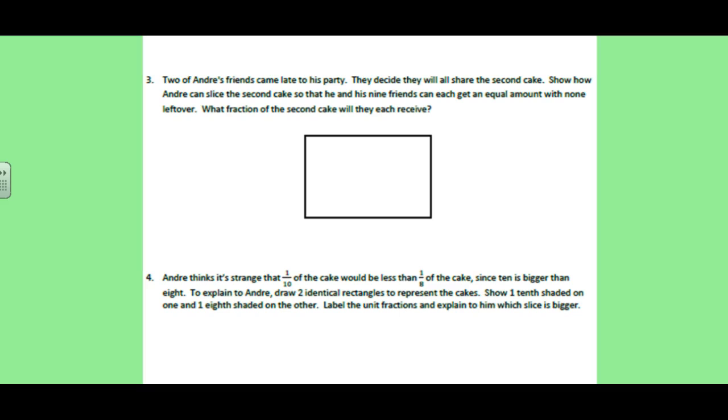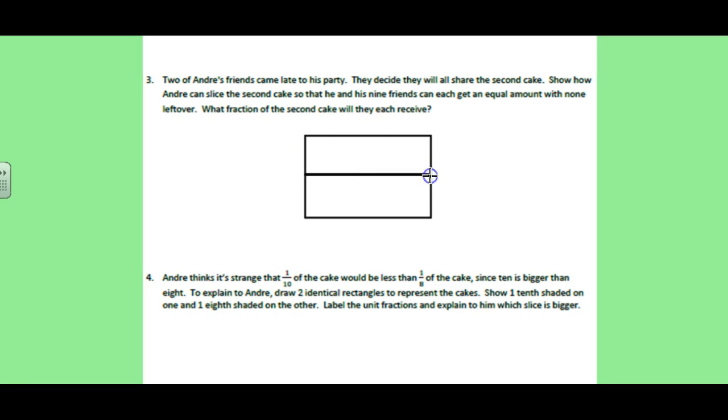Okay, number 3 says 2 of Andre's friends came late to his party. They decide they will all share the second cake. Show how Andre can slice the cake so that he and his 9 friends each get an equal amount with none left over. What fraction of the cake will they each receive? So you have to ask yourself how many people are going to be eating the cake because that's going to tell you how many parts you're going to need for your cake. And since it's going to be him and his 9 friends, that's going to be 10 people total. So you're going to want to split this into 10 parts.